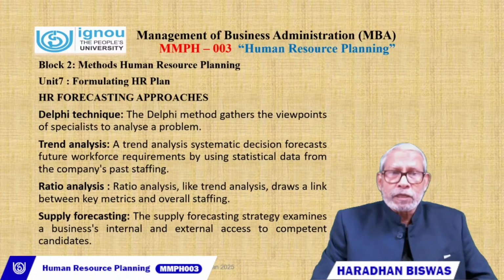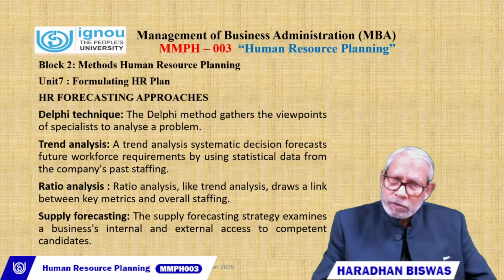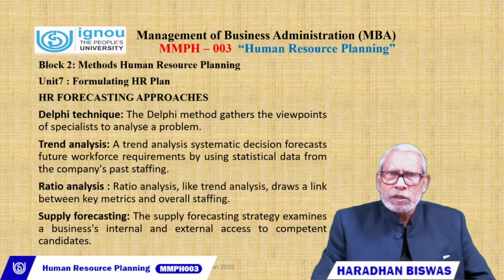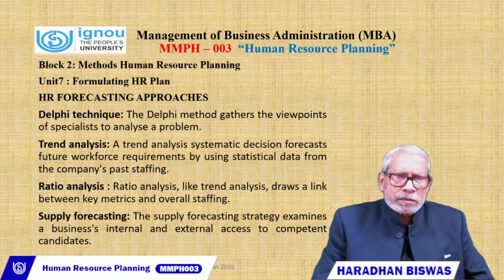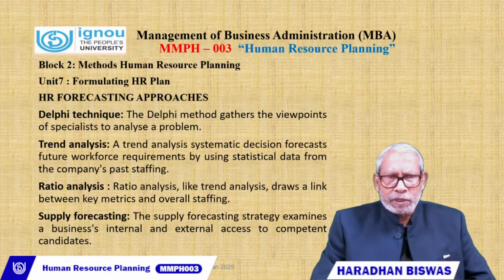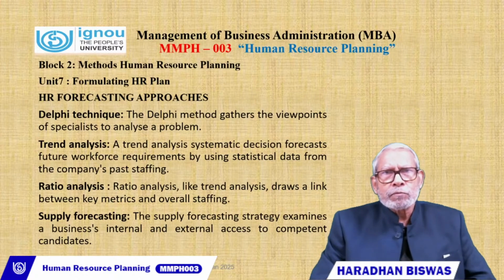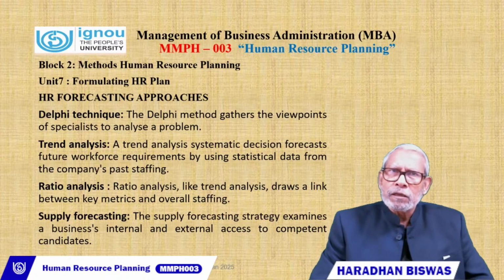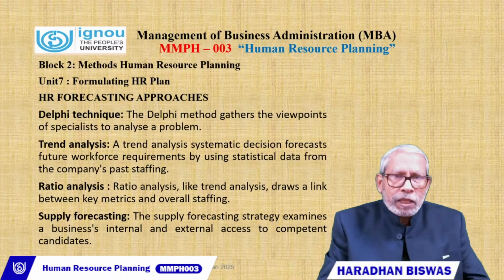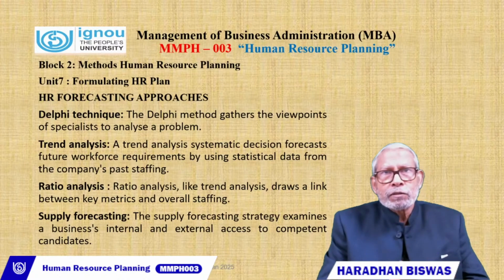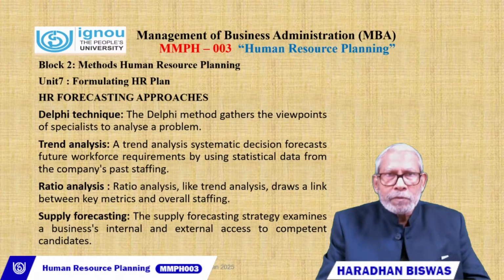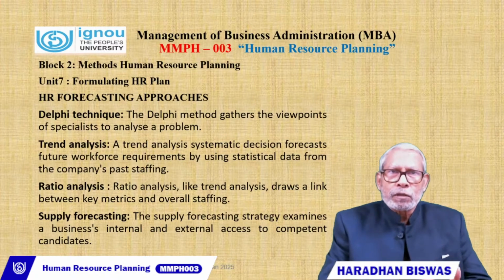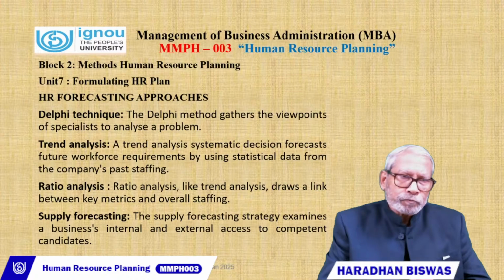Another is ratio analysis. Ratio analysis is almost similar to trend analysis, and it draws a link between the metrics and the overall staffing. It is slightly different: 80 to 90% is the same as trend analysis, but here we have to look at averaging over the overall staffing, not a particular section.